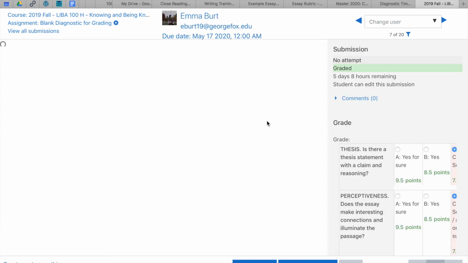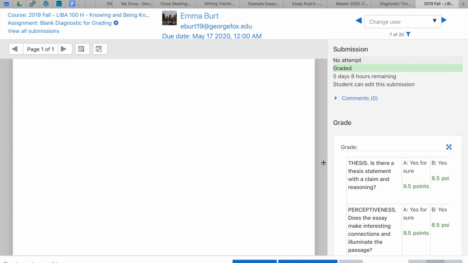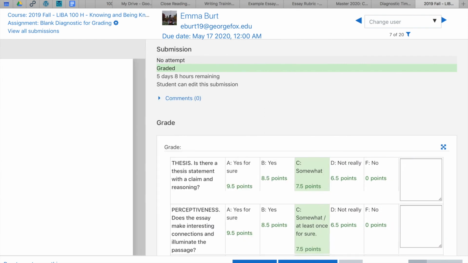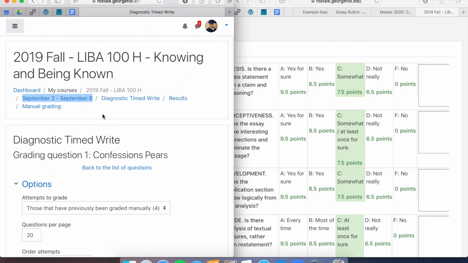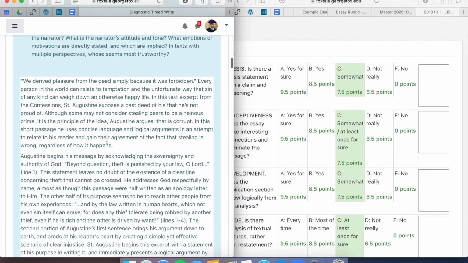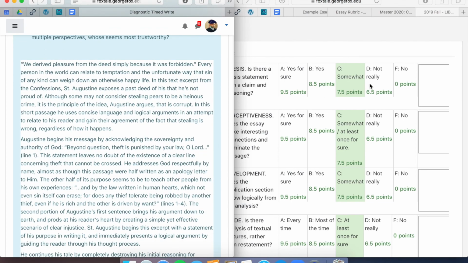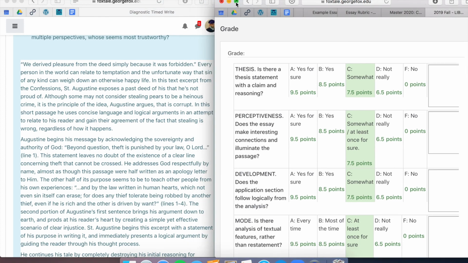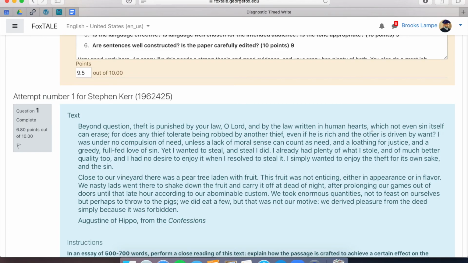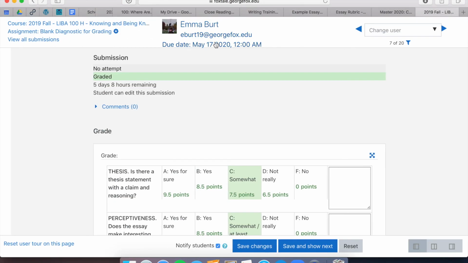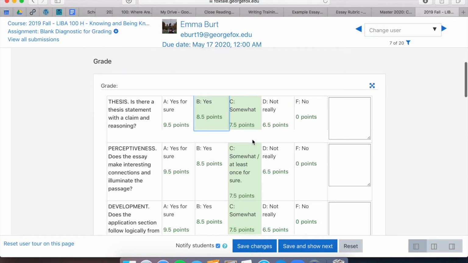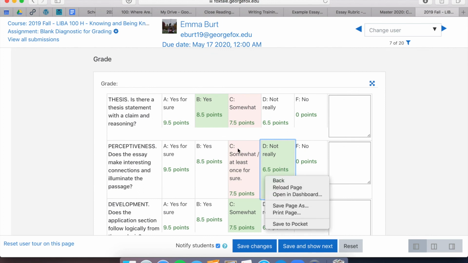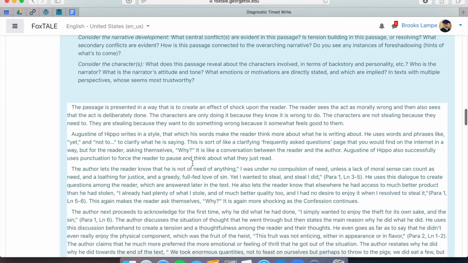So if I hit grade, then all the students will come up, and you can do a split screen situation where on one half of your screen I've got the diagnostic timed rates, and I can read the student's essay and fill out the rubric on the other side of my screen. Or of course, you could just have full screen for each of these two windows and switch back and forth as you read and grade. But the point is, this takes out the math for you, and the student can just go in and see which rubric categories they got on their diagnostic timed rate without having to do anything super difficult or fancy.